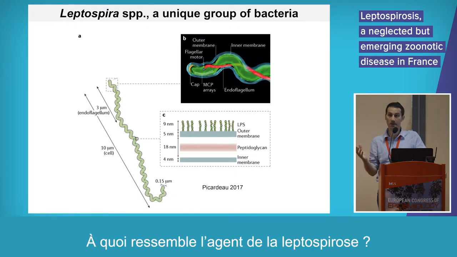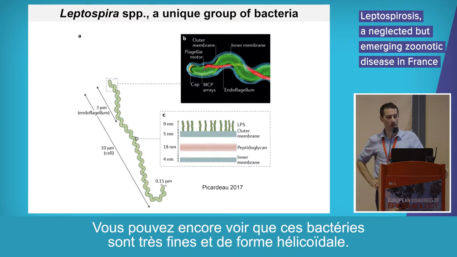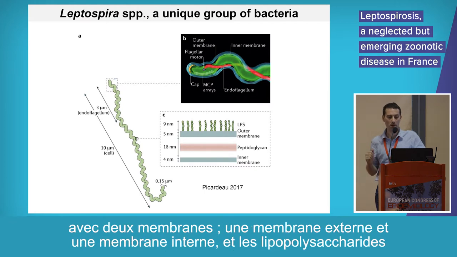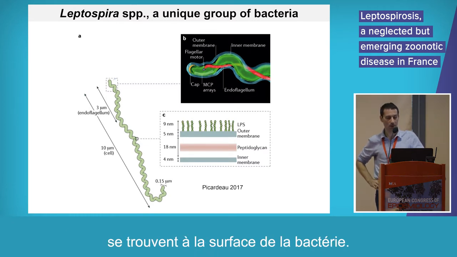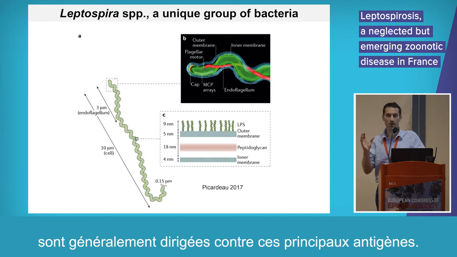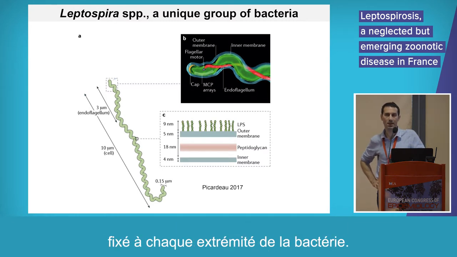So what does the agent of leptospirosis look like? This is one of the research topics in the lab, trying to better understand the virulence factors of these bacteria. Again, you can see these bacteria are thin with a helical morphology. They have a cell wall architecture very similar to gram-negative bacteria, with two membranes, an outer membrane and an inner membrane, and lipopolysaccharides at the surface. These lipopolysaccharides are the major antigens, and the immune response is directed mainly against them. And you have endoflagella: there's one endoflagellum attached at each extremity of the bacteria.